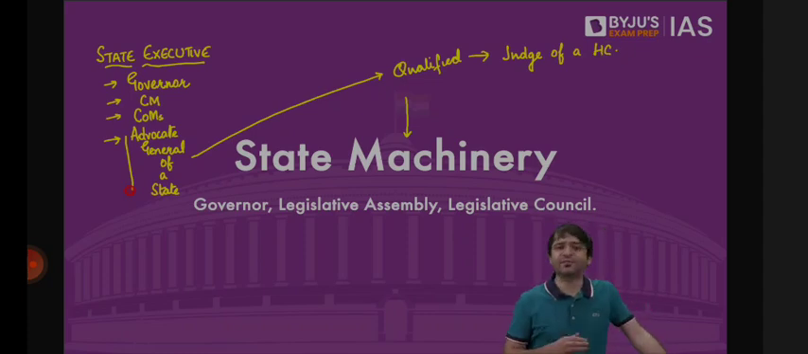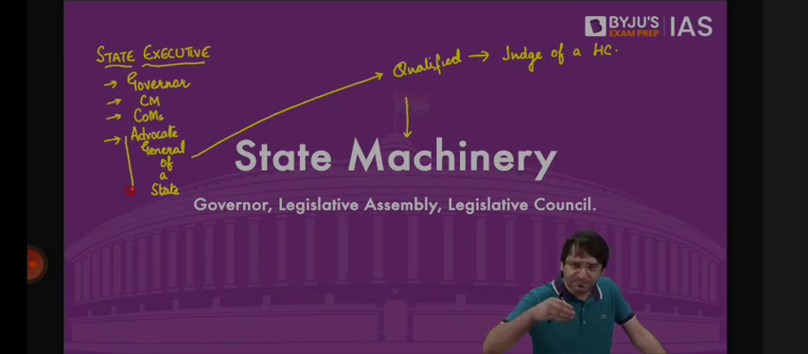And to assist advocate general, we have additional advocate general, we have deputy advocate general, and these are the individuals who assist the advocate general of a state in performing his or her duties. That is it that you need to know regarding advocate general.